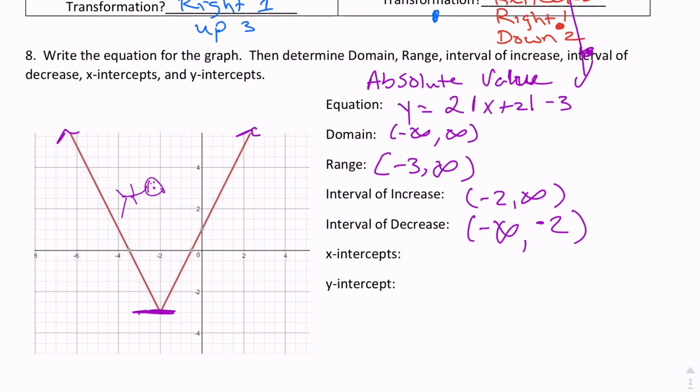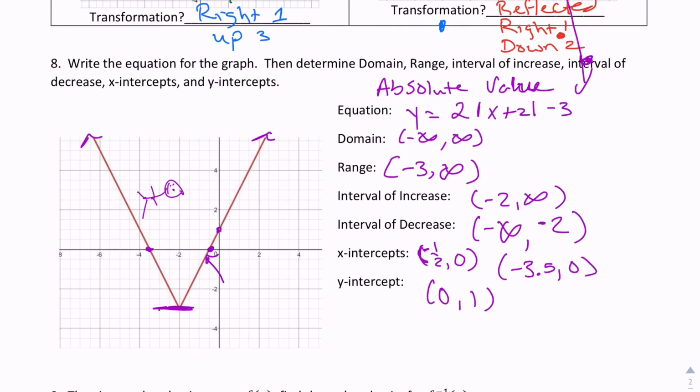The x-intercepts are, that's not very nice. It looks like it's 1/2, comma 0, or negative 1/2, excuse me. That's this one right here, negative 1/2. And then over here we have negative 3.5, so negative 3.5, comma 0. The y-intercept is 0, 1. And there we go. Okay, let's keep going.